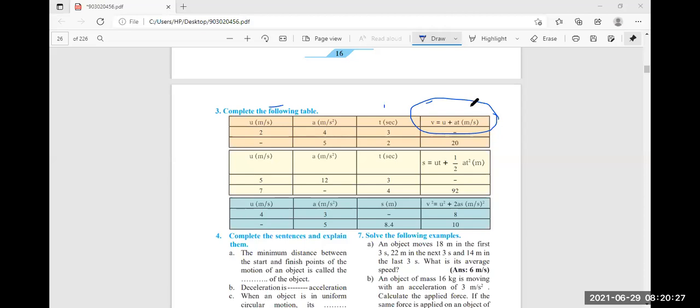Shubham, what is the answer? First equation. It's your first equation. Do all agree with him? Yes, sir. There is no need to say I agree, because it's already your first equation, but you have to clarify which is the first, second, and third one. Now, U is equal to 5, A is equal to 12, T is equal to 3. And the equation given is S is equal to UT plus half AT square.